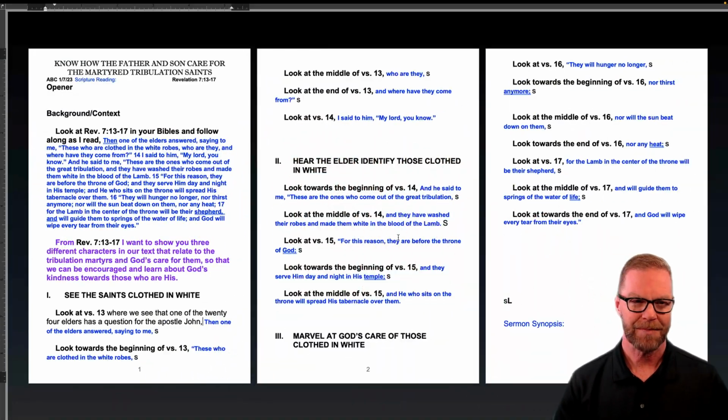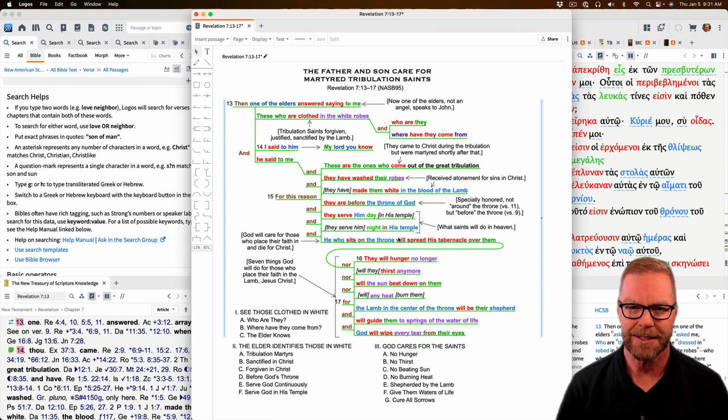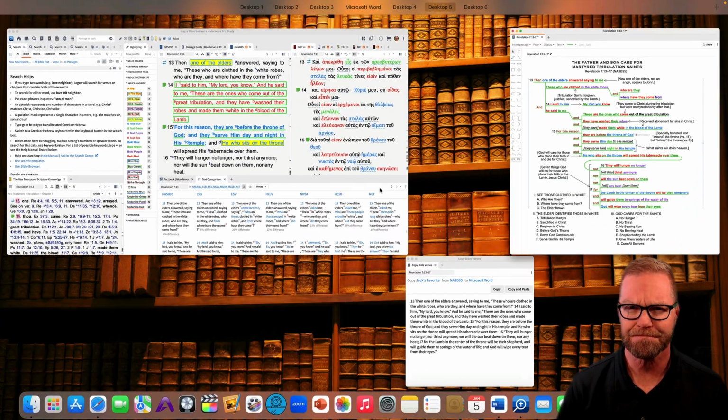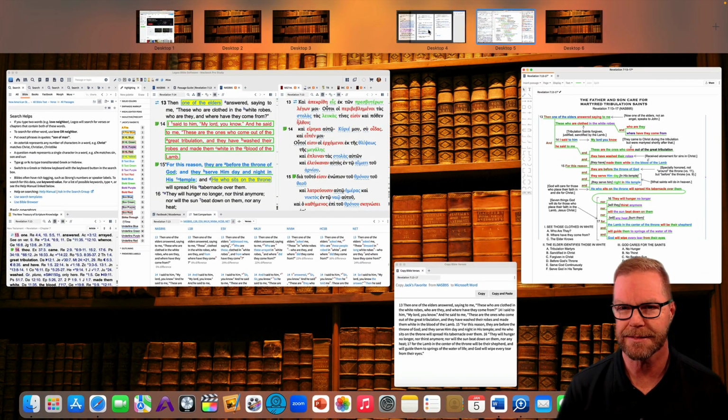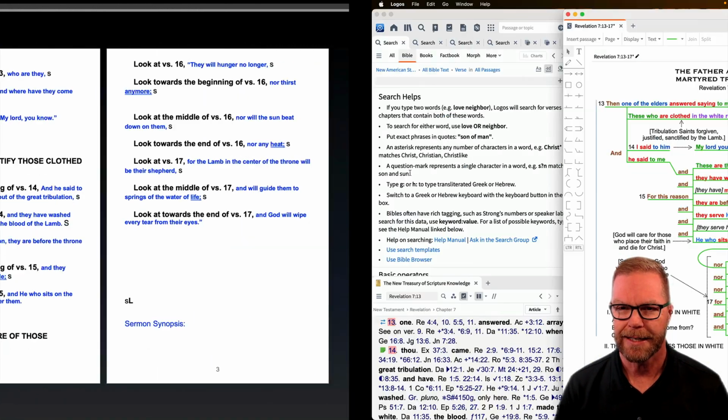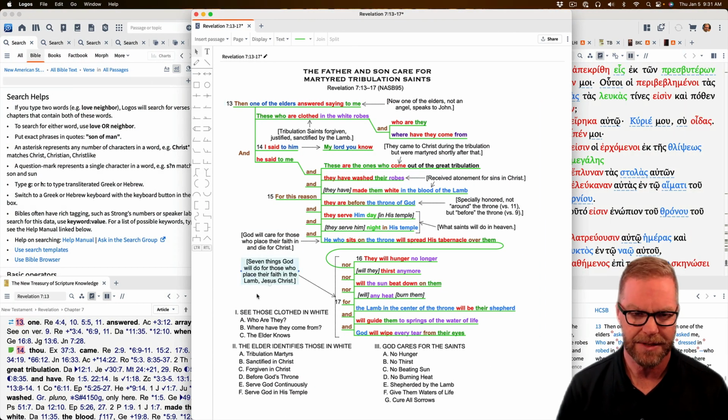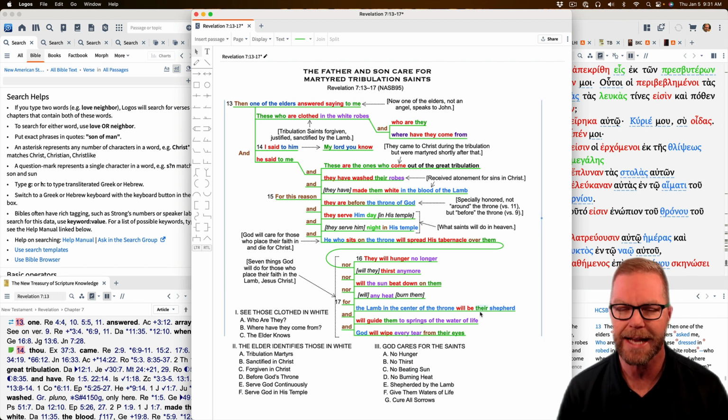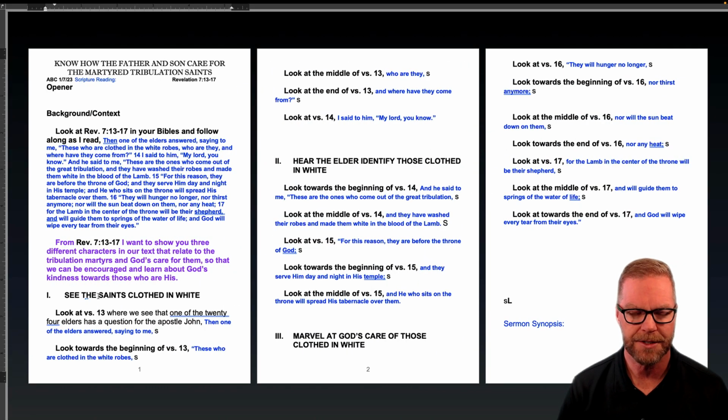This is what we came up with. We looked at the text. Remember, we diagrammed the text right here. Let me switch this around a little bit. There we go. We diagrammed the text and had this outline based on the grammar and syntax of the passage and thought, okay, this is what we're going to talk about. And these are the major points of the outline in bold caps, 15 point.